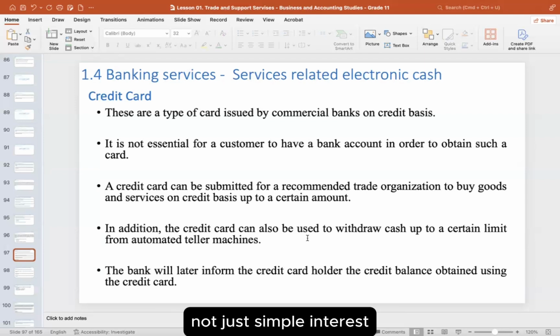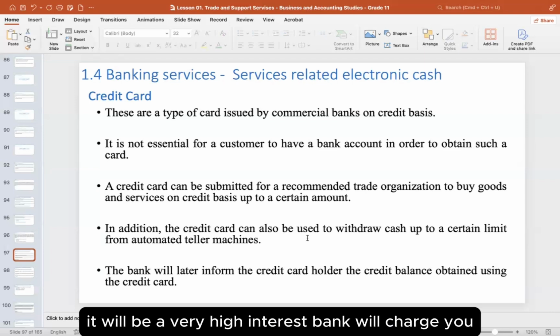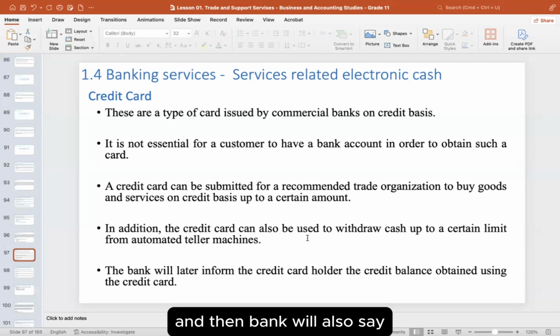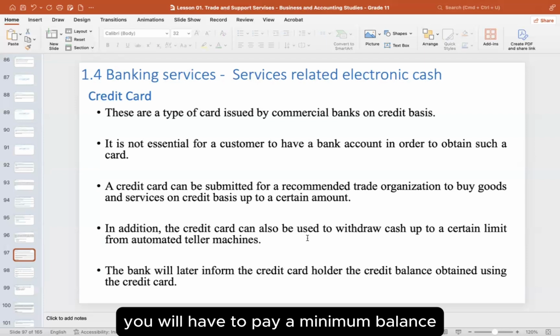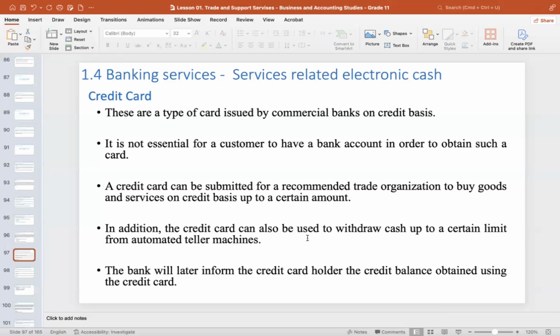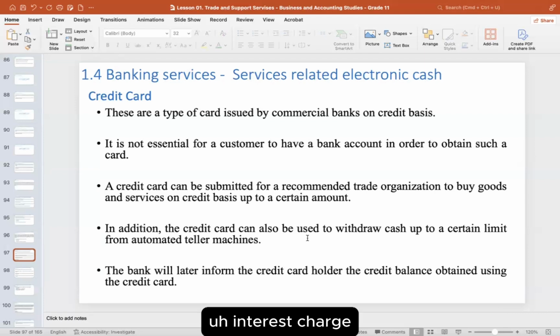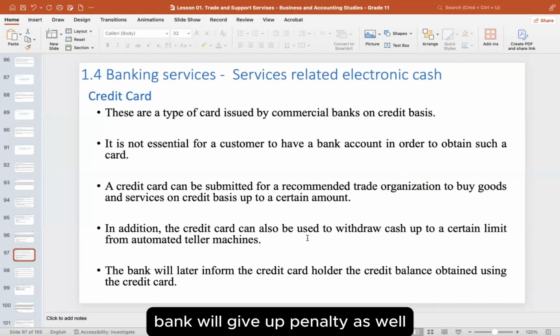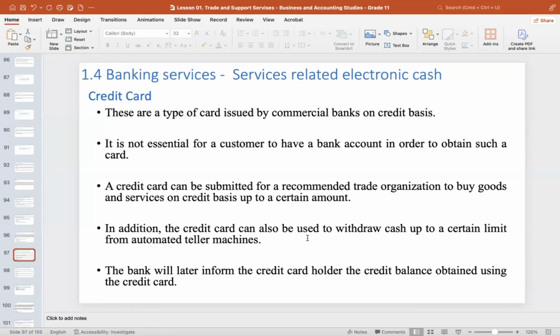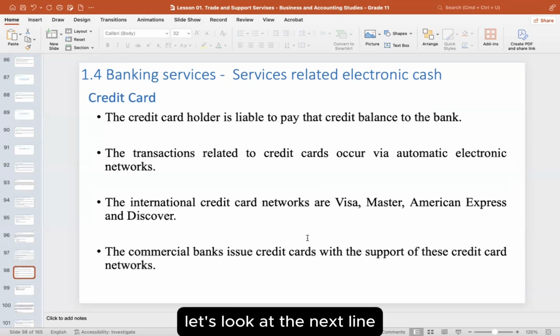Not just simple interest, it will be a very high interest the bank will charge you. And then the bank will also say you will have to pay a minimum balance. If you do not pay that minimum balance, on top of that interest charge, the bank will give a penalty as well. Okay, let's look at the next slide.